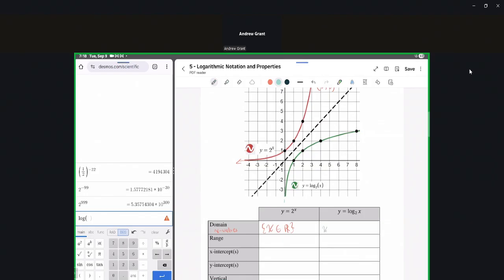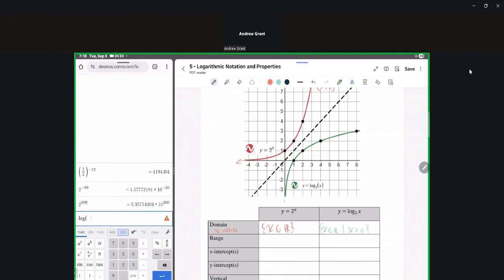Instead, we must take the log of only positive values. So we need our x value to be greater than 0. Any number greater than 0 is okay, but x must be at least as great as 0. Sorry, it must be greater than 0.